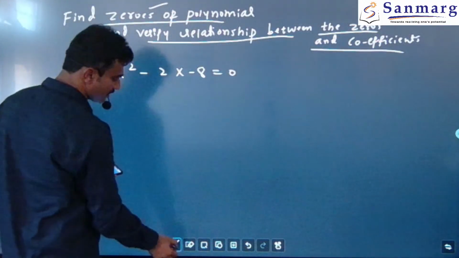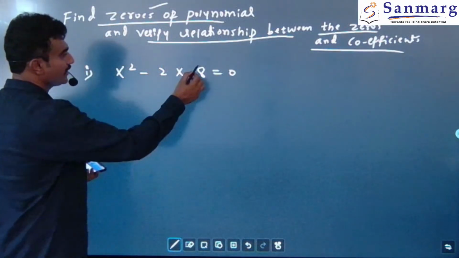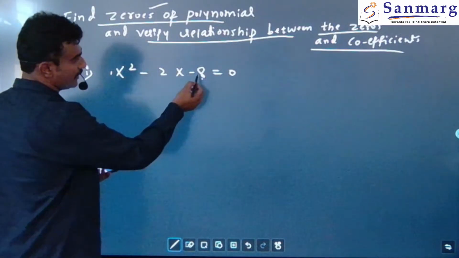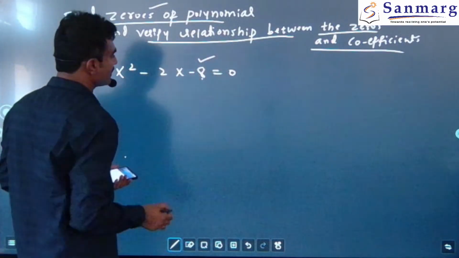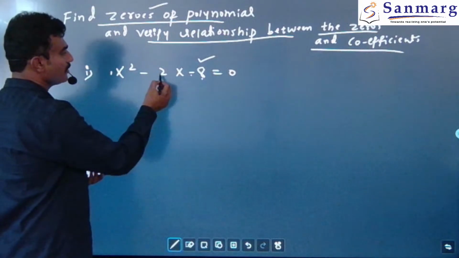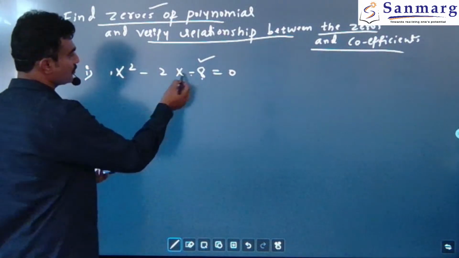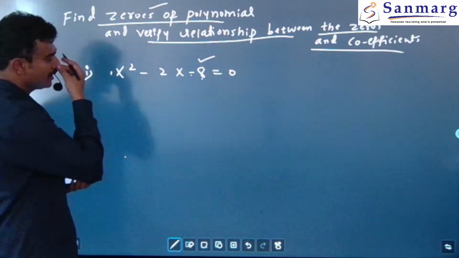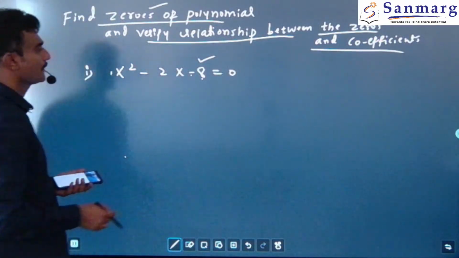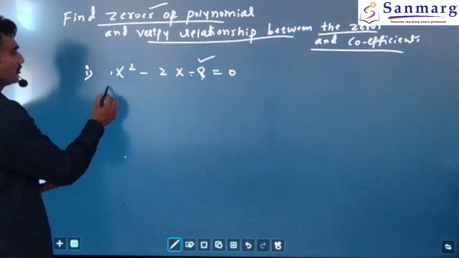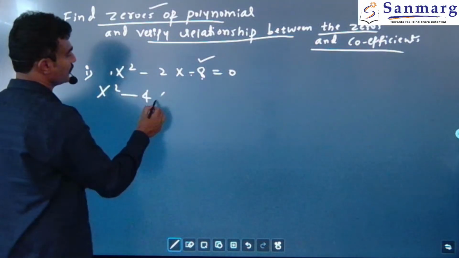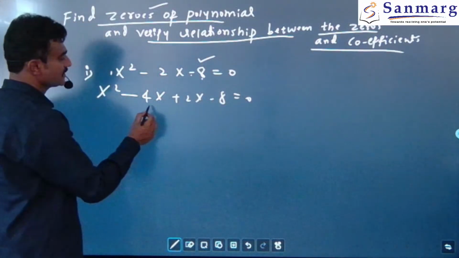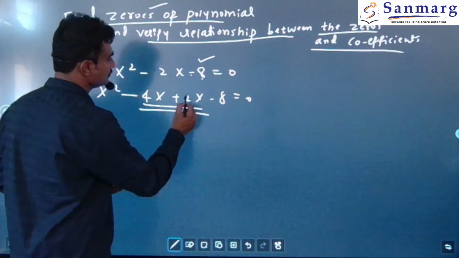So what is the condition? If we multiply, we should get minus 8 and the sum should be minus 2. Which are the two numbers? The numbers are simple: x square minus 4x plus 2x minus 8 equal to 0. The numbers are minus 4 and 2.